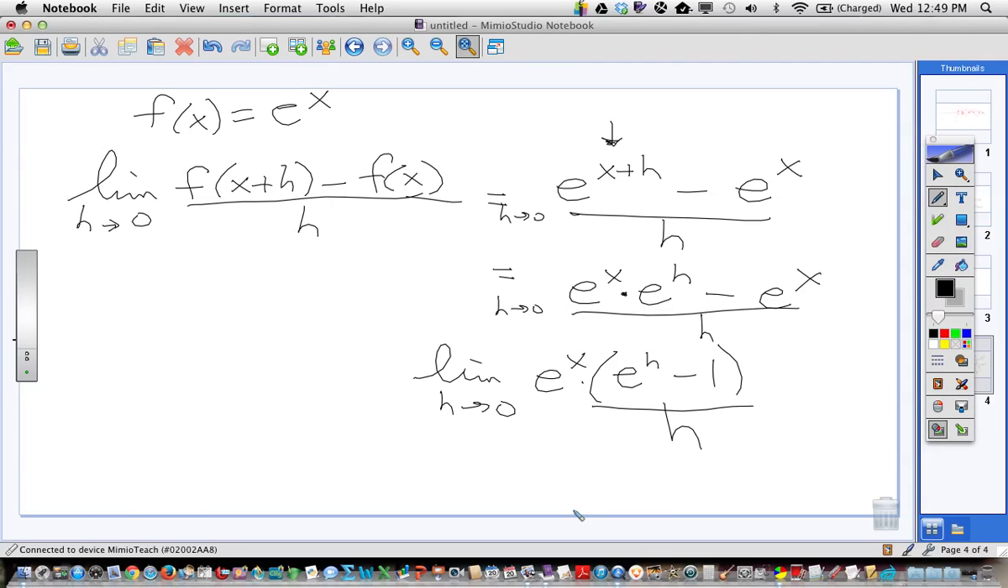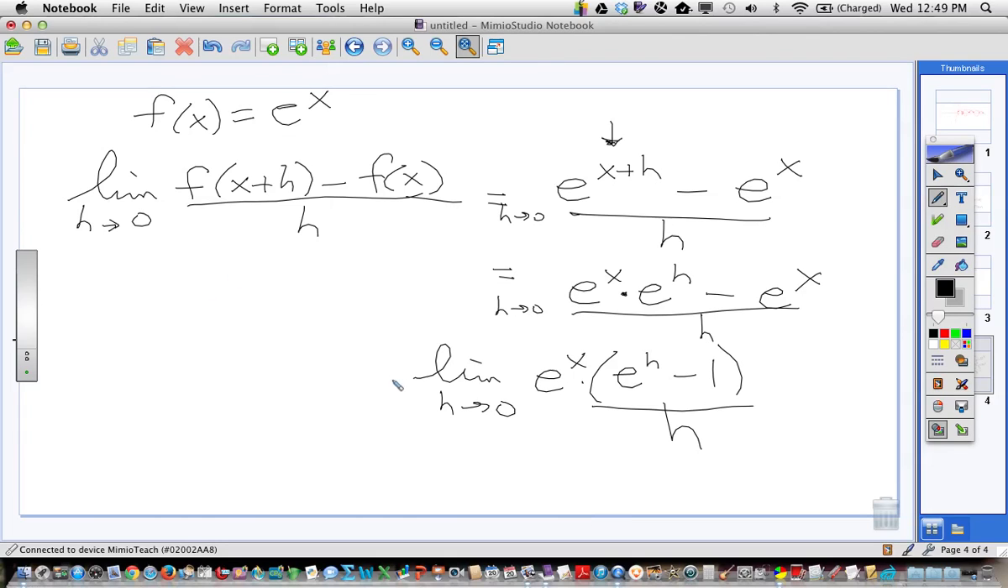Nothing, because it doesn't have an h in it, right? If h is getting closer to 0, e to the x is unaffected. It's just e to the x. It's not going to be affected at all. This piece, though, will be, right? So this piece is changing, and then times this piece, which is not changing, right?